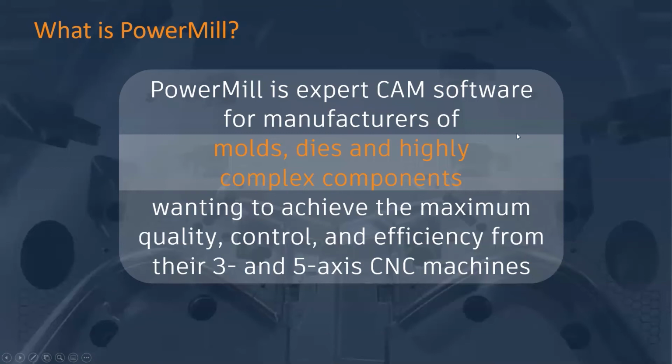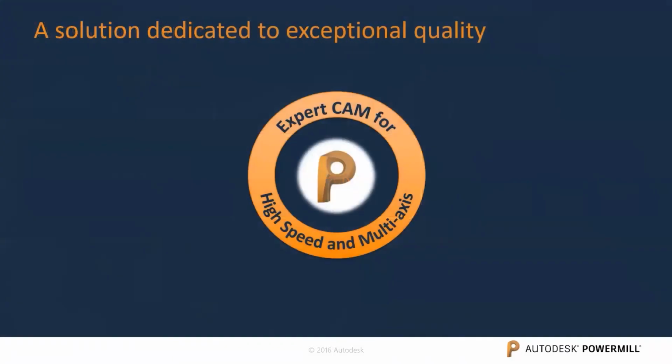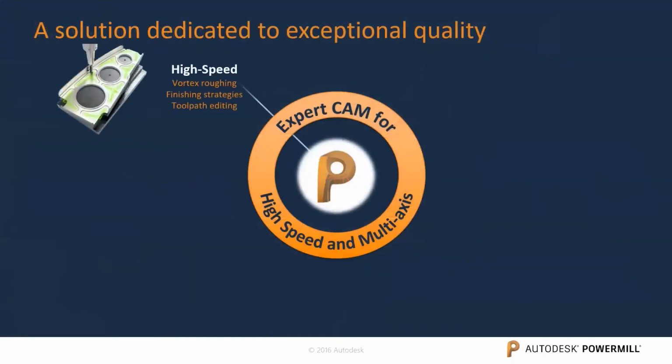So what is PowerMill? PowerMill is expert CAM software for the mold, die, and highly complex 5-axis applications. It is a dedicated software for milling, used by experts and trusted by their peers. We have exceptional quality within Vortex machining. That's your high-speed machining or high-efficiency roughing. However, there's many different terms for that. Adaptive clearing, that you've probably heard of before as well.